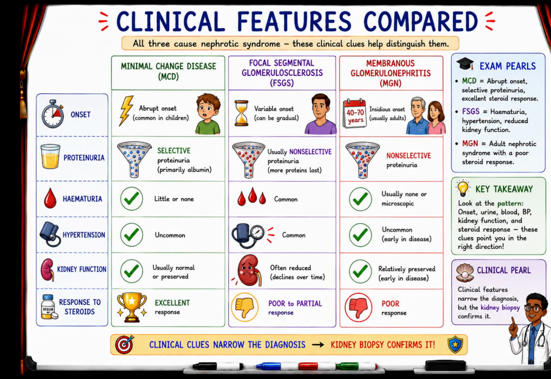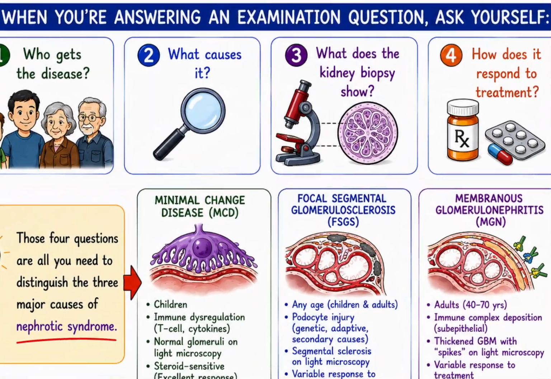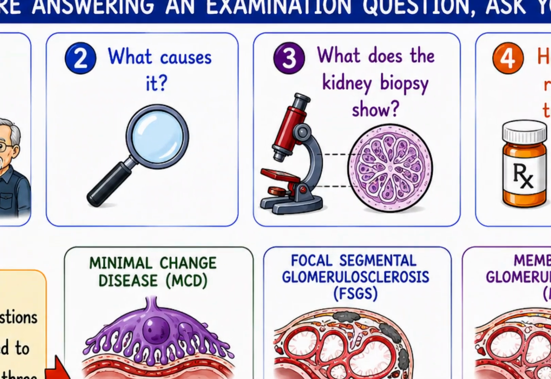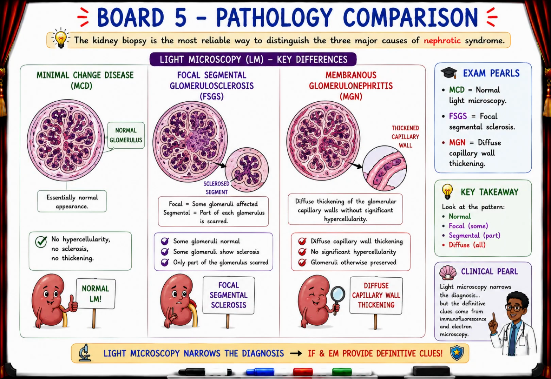For examinations, remember, MCD, abrupt onset, selective proteinuria, excellent steroid response. FSGS, hematuria, hypertension, reduced kidney function. And MGN, adult nephrotic syndrome with a poor steroid response. Clinical features narrow the diagnosis, but the kidney biopsy confirms it. The kidney biopsy is the most reliable way to distinguish these three diseases.